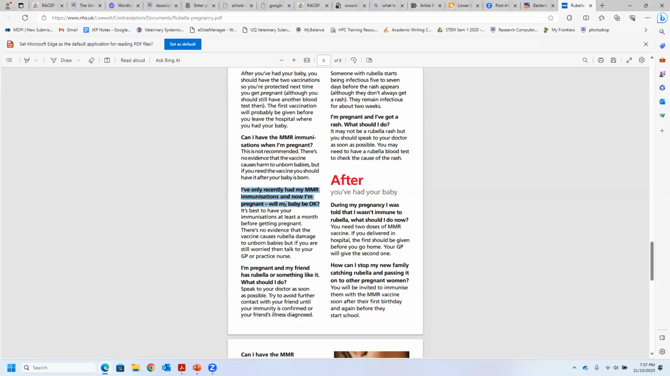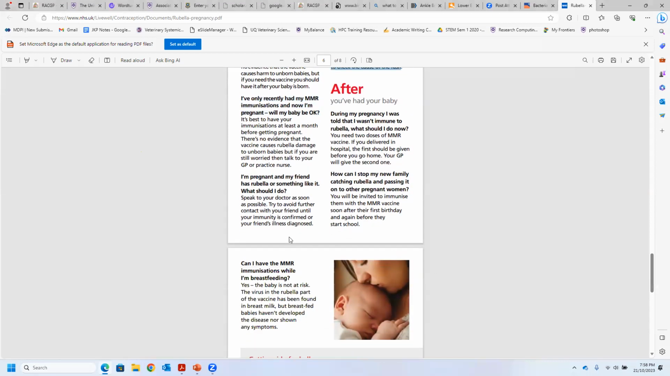I'm pregnant and my friend has rubella. What should I do? Try to contact your doctor. If you have had immunization in the past and you come in contact with someone who is rubella positive, they will do a serology test. I'm pregnant and I'm having a rash. What should I do? It may not be rubella, but talk to your doctor. You may need to have a rubella blood test done just to check the cause of the rash. All right. Is it clear, guys?